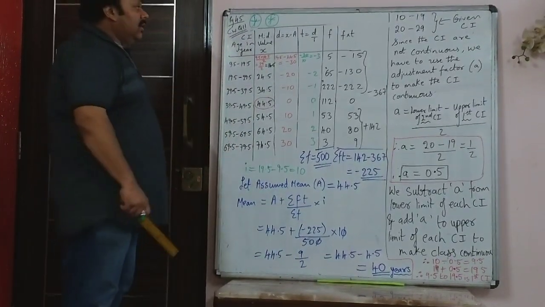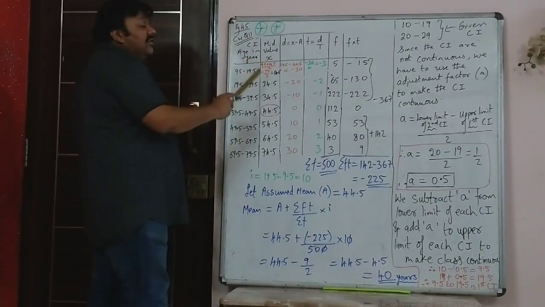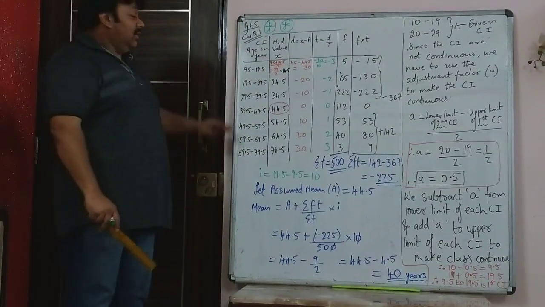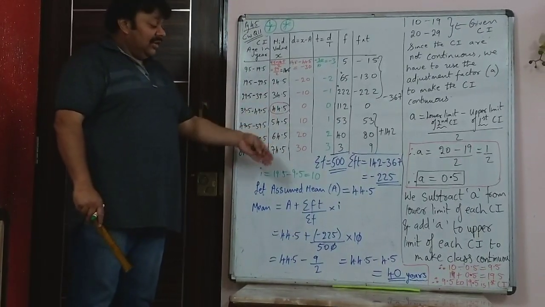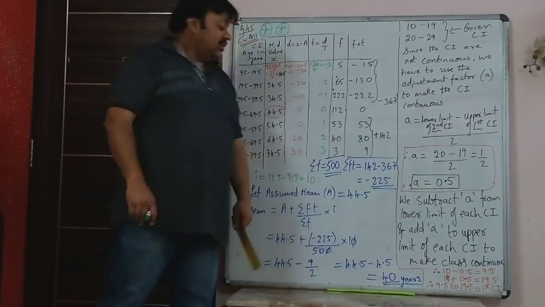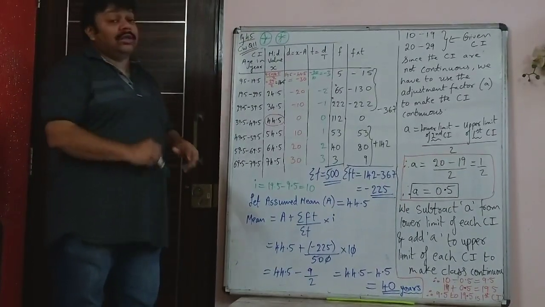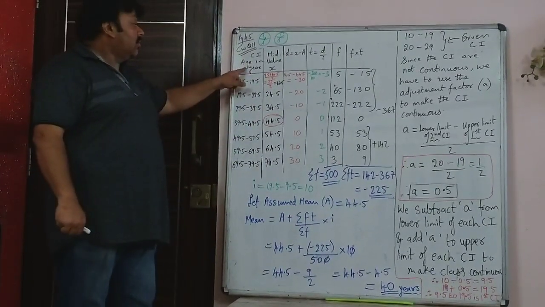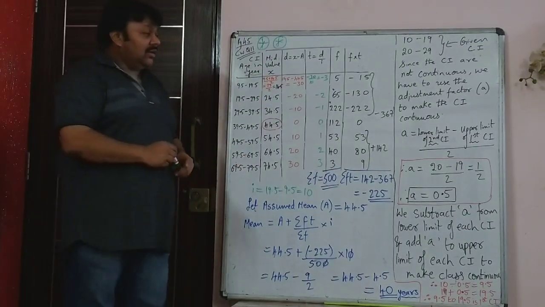Now why did I write years? Because this is the class interval, age in years. So what are you finding? The average age in years for that class. So that's why I have written mean age is 40 years. So you have to write in this case 40 and then the correct unit by looking at this. You have to write the correct unit from here, that is years.